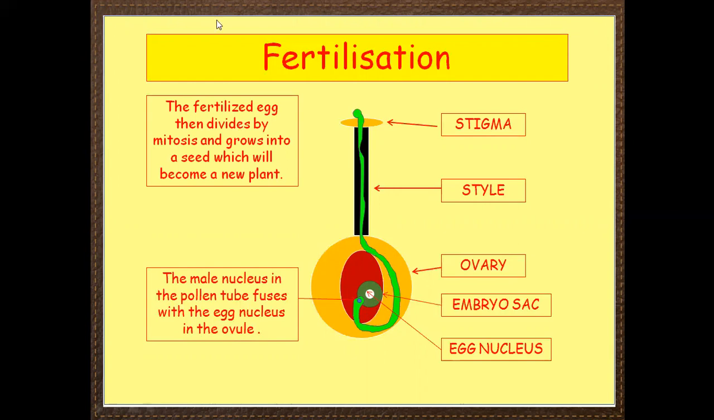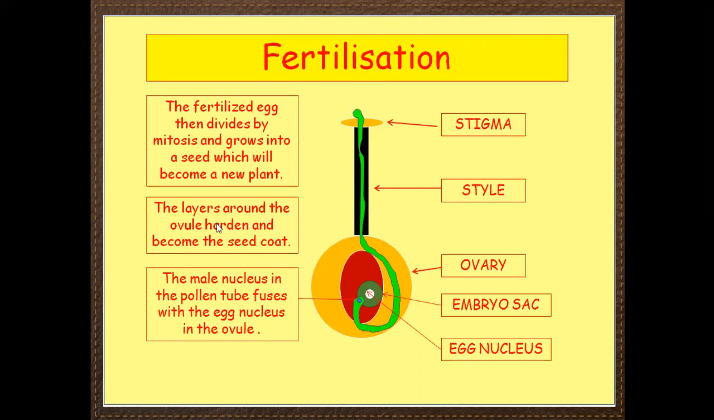Now when the process of fertilization happens, after that the fertilized egg will divide by mitosis and grow into a seed which will become a new plant. So this fertilized egg will start a process of mitosis and develop into a seed, right? While the wall of the ovary will develop into fruit.